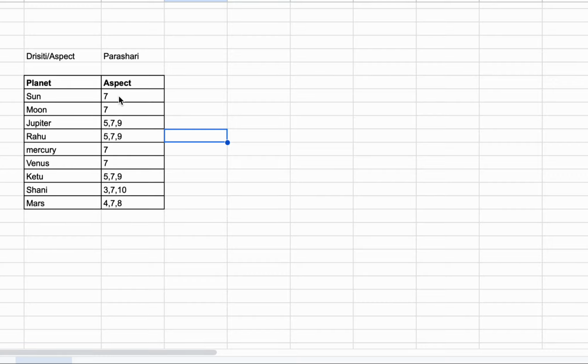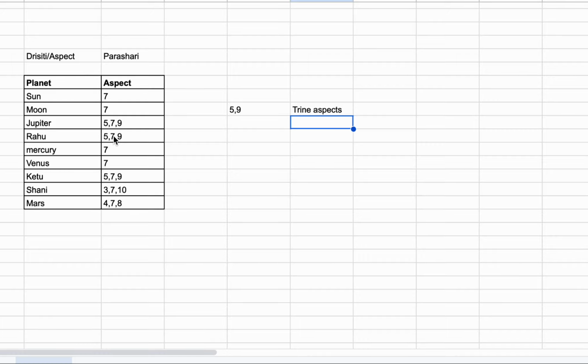I will tell you with an example, but first let's understand. The Moon gives a seventh aspect from where it is sitting. Jupiter gives 5, 7 and 9 aspects. 5 and 9 are called trine aspects. Rahu and Ketu also give 5, 7 and 9 aspects.